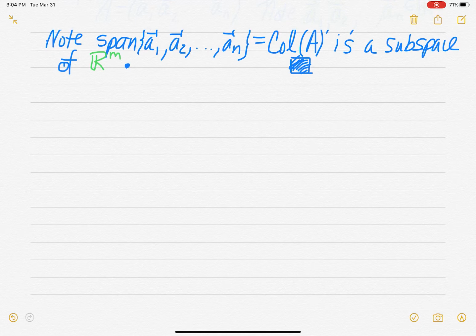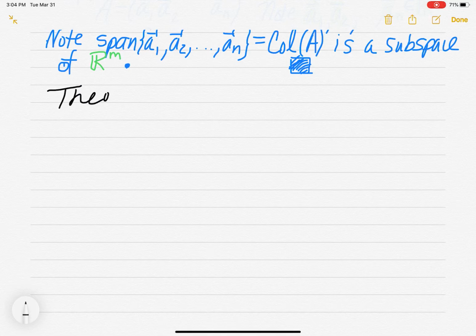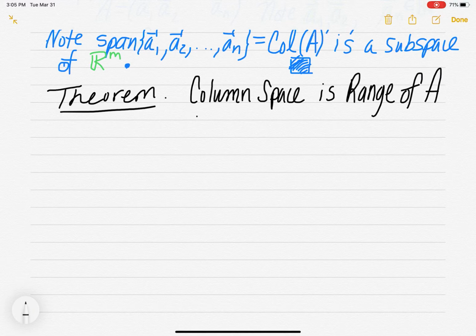Here's another interesting result. Here's another way to think about the column space. In addition to thinking of it as all linear combinations of the columns of A, or the span of the columns of A, here's another way to think about it. Important theorem: column space is range. What do I mean by range? I mean outputs. Range of A. I'll draw a diagram later that illustrates this.